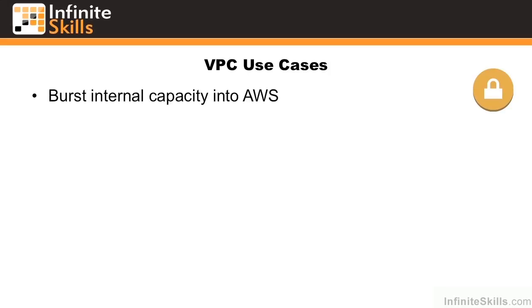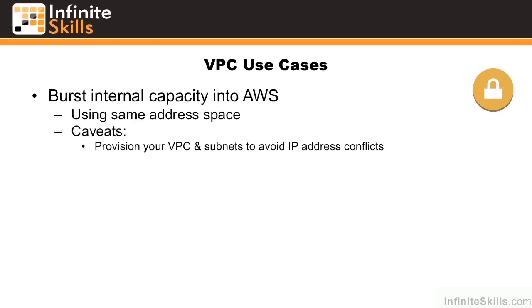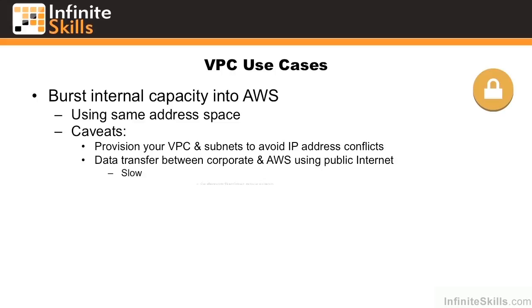VPC has a lot of use cases. Probably one of the most popular is bursting internal capacity into AWS, using the same address space so that EC2s look like they belong on your network. Again, please be careful provisioning your VPC and subnets to avoid IP address conflicts with your corporate address space. And be aware that data transfer between corporate and AWS is using public internet. This will both be slow and expensive, but you can alleviate this with the Direct Connect dedicated connection. We don't cover Direct Connect in this course, but you can find information about it on the AWS website.